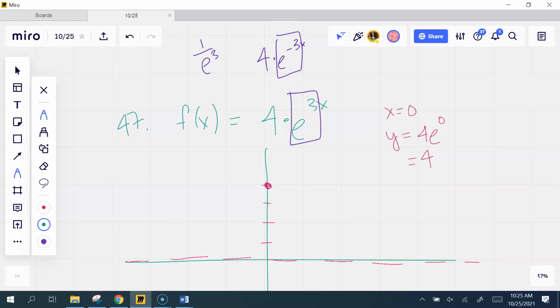I'm maybe going to pick x equals 1 for my next point, which means y equals 4e cubed, and this would be on my calculator. I don't know what that gives me. Anybody? Approximately 80. So it's going way, way, way, way, way up real fast. So my asymptote is y equals 0.